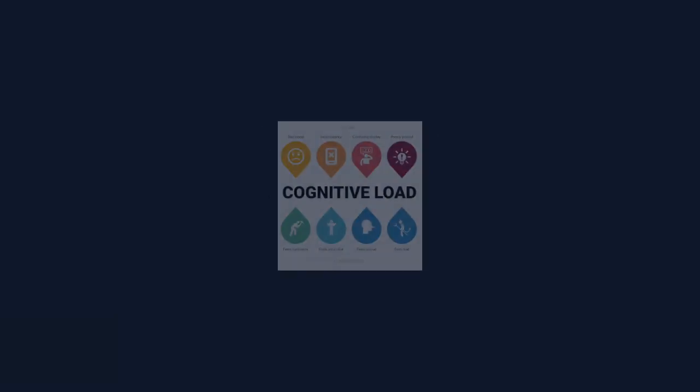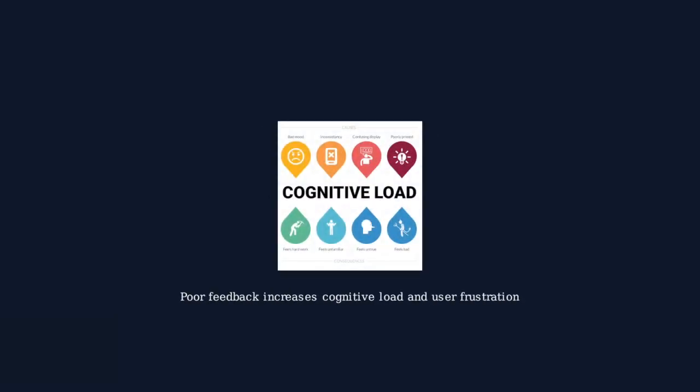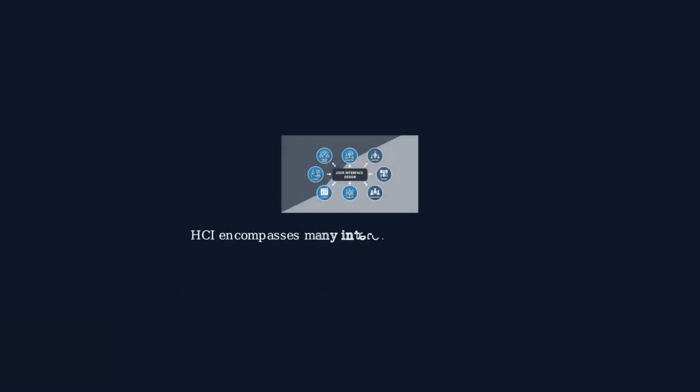Consider the cognitive burden that poor feedback creates. When interfaces are inconsistent, confusing, or poorly designed, users experience increased mental effort, unfamiliarity, and frustration. This is exactly what good feedback design prevents. Human-computer interaction is a multifaceted discipline that encompasses user research, interaction design, accessibility, and emerging technologies. Understanding feedback is just one piece of this fascinating puzzle that shapes our digital world.